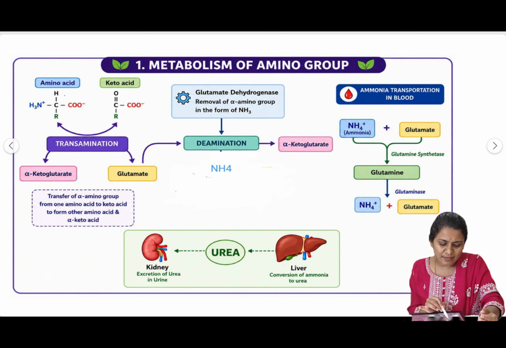So this is an amino acid, this is a keto acid. What is happening? You have an amino group and a keto group. So the first thing that happens is transamination. So what do you understand by transamination?